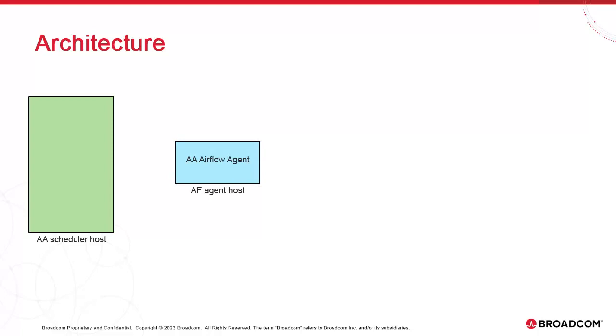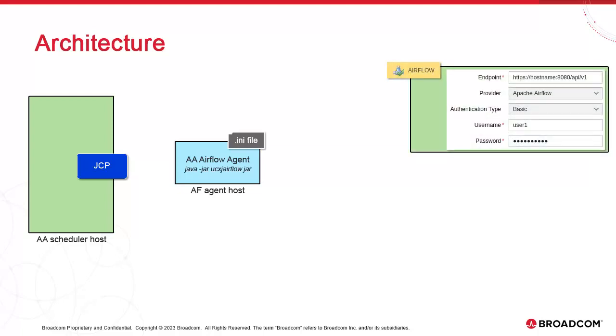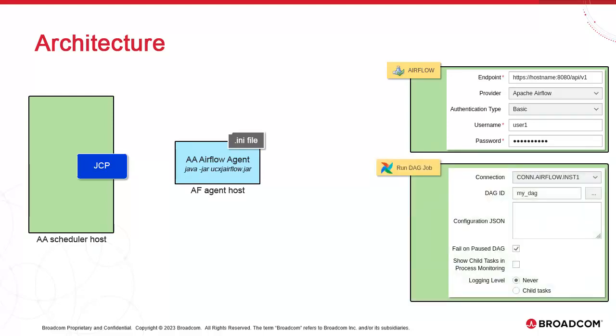A conventional architecture involves two systems, the Automic Automation host and a dedicated system for the agents. The agent is configured with a simple INI file containing standard values: AE system, agent name, connection, and TLS. When we start the agent, it connects to the engine and adds two new objects to the repository, a connection object to store the Airflow instance's REST API, and a job template designed to trigger DAG jobs.